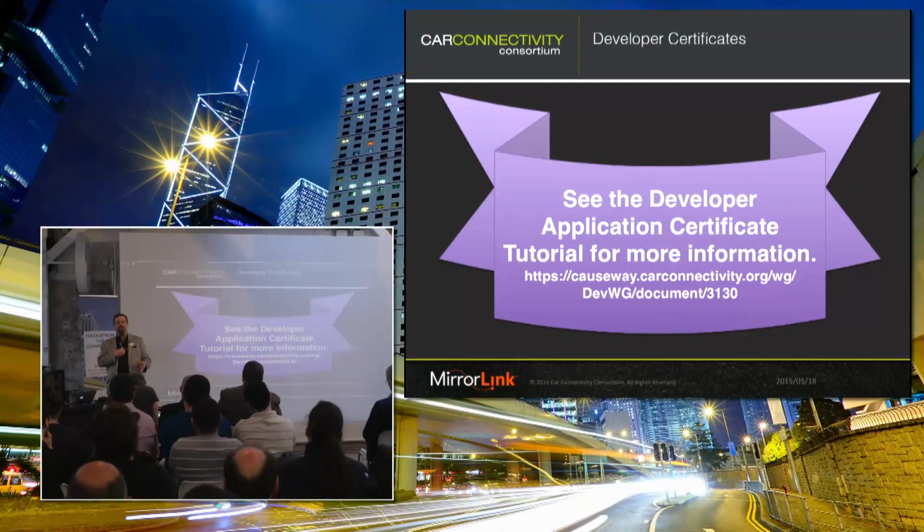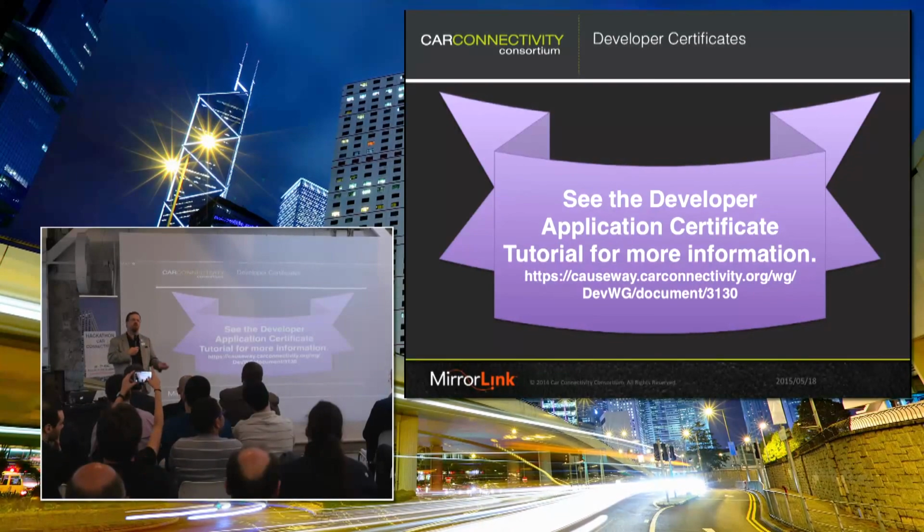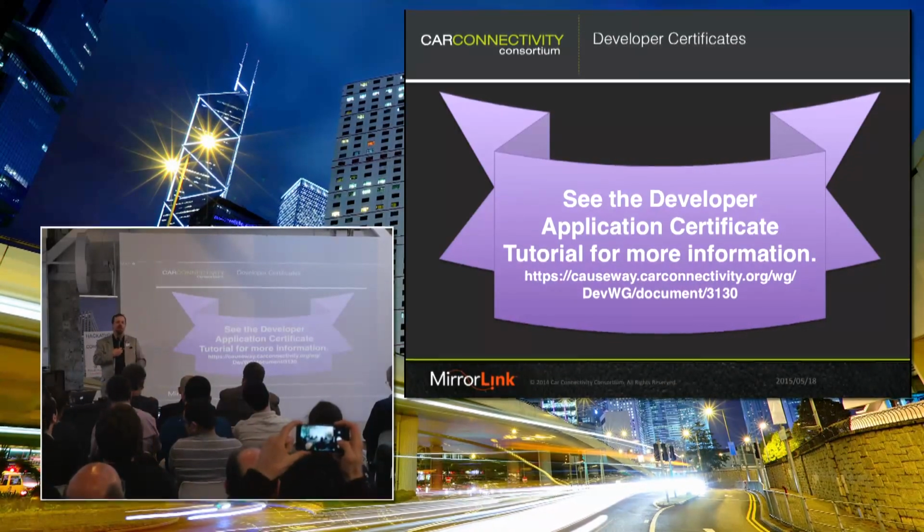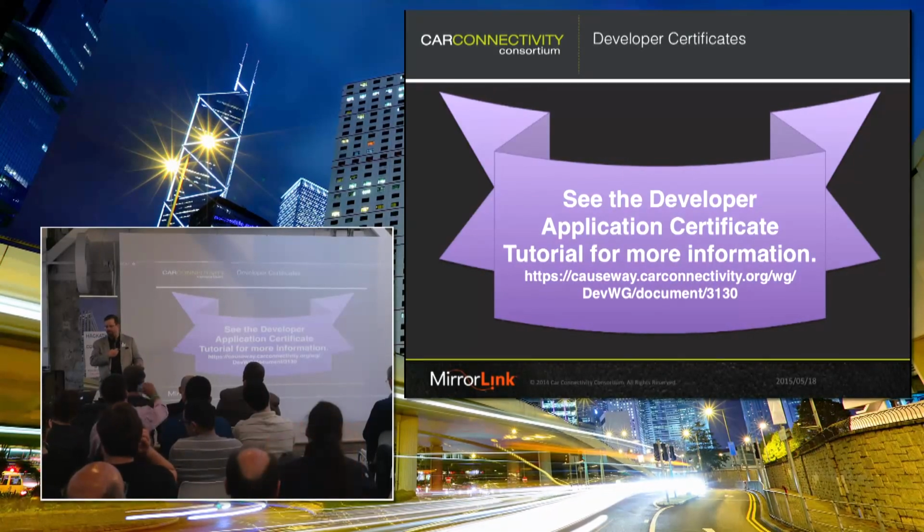We have this whole mechanism so that you can't use an app that hasn't been certified while you're in a car driving. But for you guys to test, you can bypass that with the developer certificate mechanism. It's pretty straightforward. You basically tell us the IMEI of the phone that you're running it on, and the app will be shown as a MirrorLink app.